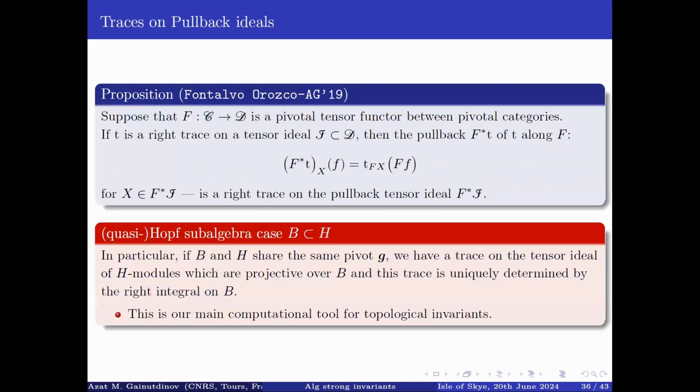Okay, let's skip this. Later, with my previous student Montalvo Orozco, we also constructed such traces on ideals, on pullback ideals. For example, in a Hopf algebra case, if you have a Hopf subalgebra in a Hopf algebra H which shares the same pivotal element, we have a trace on the tensor ideal of H-modules which are projective over this Hopf subalgebra, and this trace is uniquely determined by the right integral of that Hopf subalgebra. Okay, and we have an explicit formula, and this is our main computational tool for topological invariants.